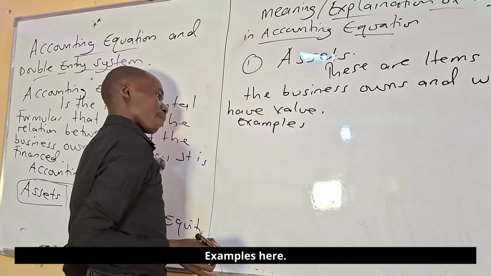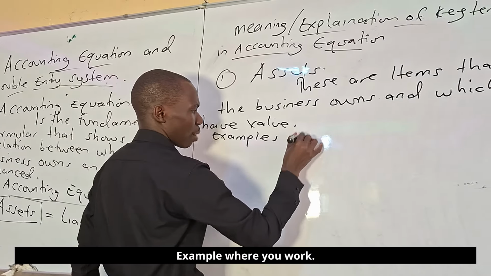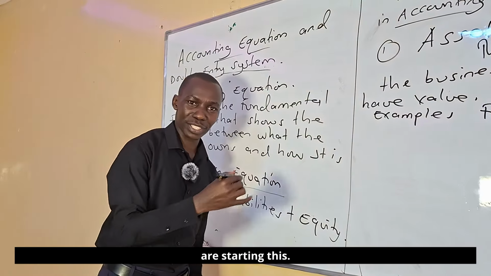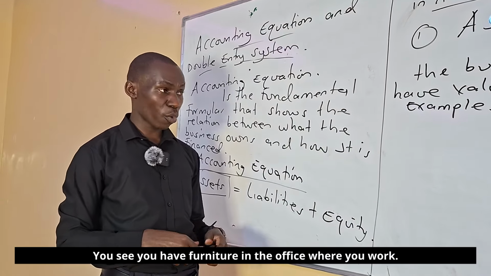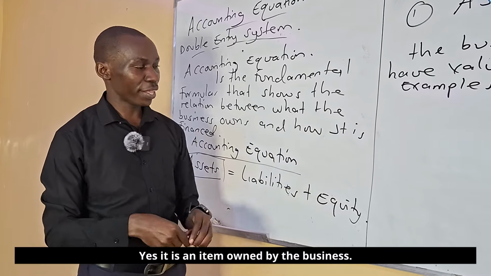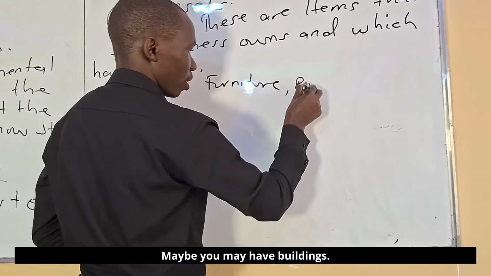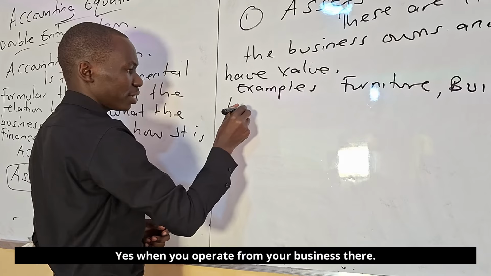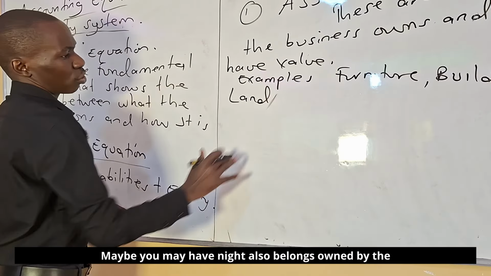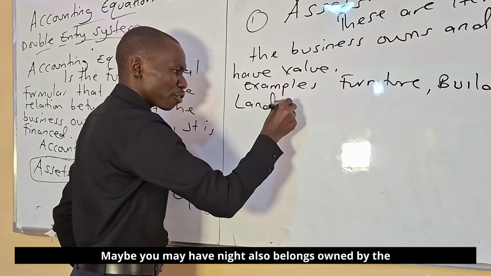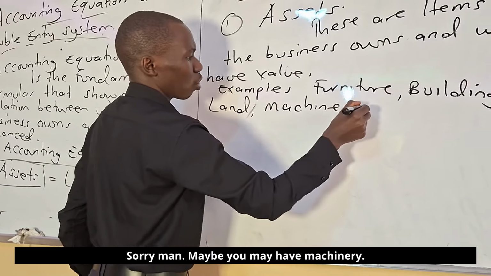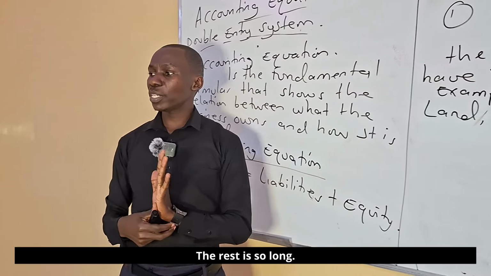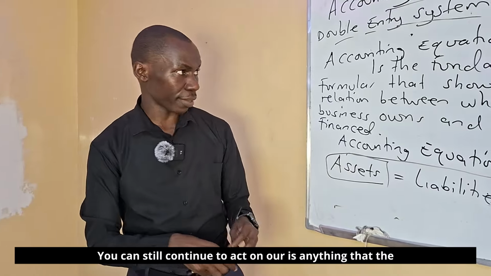Examples we can look at, for example, furniture where you work. Maybe you are working as a student, you are lucky that you are working as you are studying this. You see you have furniture in the office where you work. Yes, it is an item owned by the business. Maybe you may have buildings where you operate your business from. Maybe you may have land, also owned by the business. Maybe you may have machinery. The list is so long. You can still continue to add to our list anything that the business owns. You need to include it there.